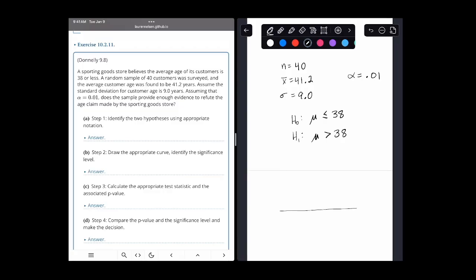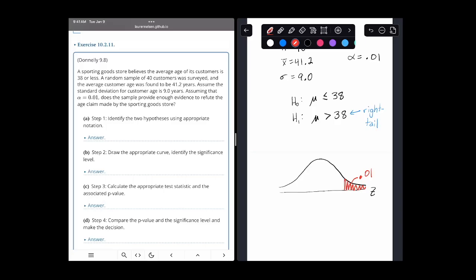Now let's draw our curve. If we look at our alternative hypothesis, we're looking to the right of 38, so this is a right tail test. Our rejection region is going to be a right tail, and we know that the area of it is 0.01. With the critical value method, this is where we would now find our critical value, but here we are going to skip that step because we're using the p-value method. So we have our rejection region. Let's find our test statistic, and we're going to use our test statistic to find our p-value.